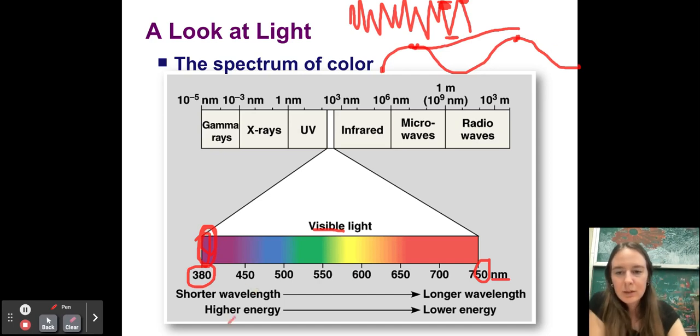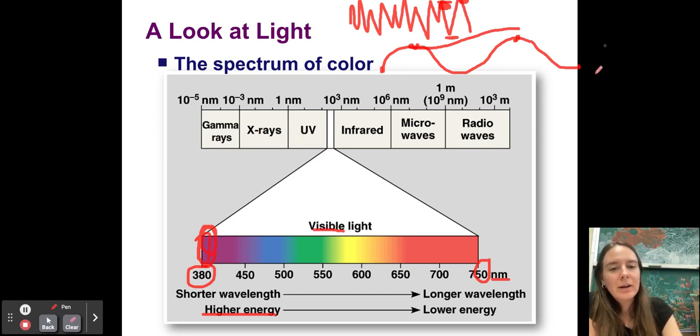Now, the shorter the wavelength, the higher the energy. So these wavelengths here, gamma rays, X-rays, and UV rays, have more energy compared to the longer wavelengths that have lower amounts of energy.